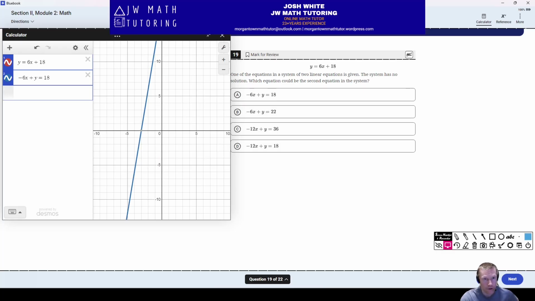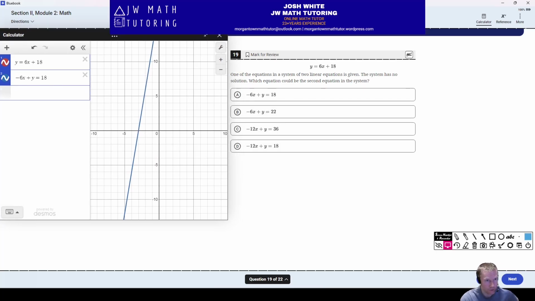Okay, so do we have no solution here? In other words, do we have 2 parallel lines? No, we have overlapping lines. A is technically infinite solutions, so that's out. Let's check B. All right, here it does look like we have no solution, that the 2 lines are parallel. And that is the correct answer. And I'll show you real quick.